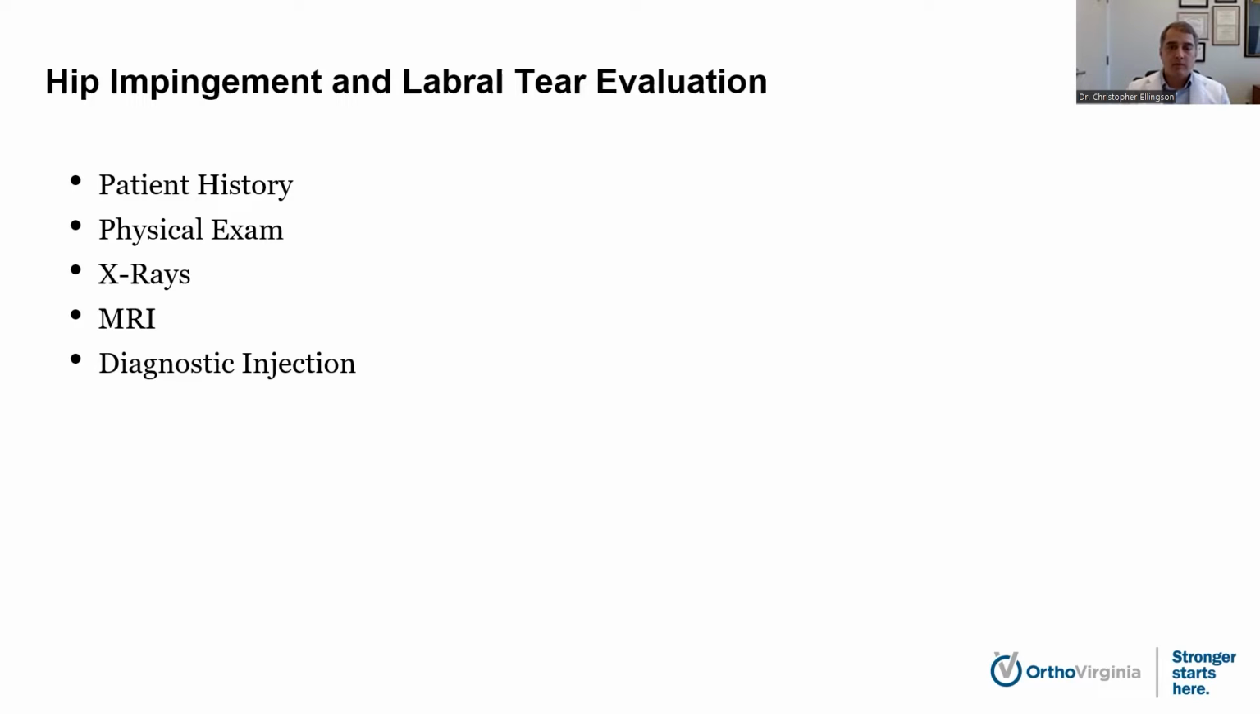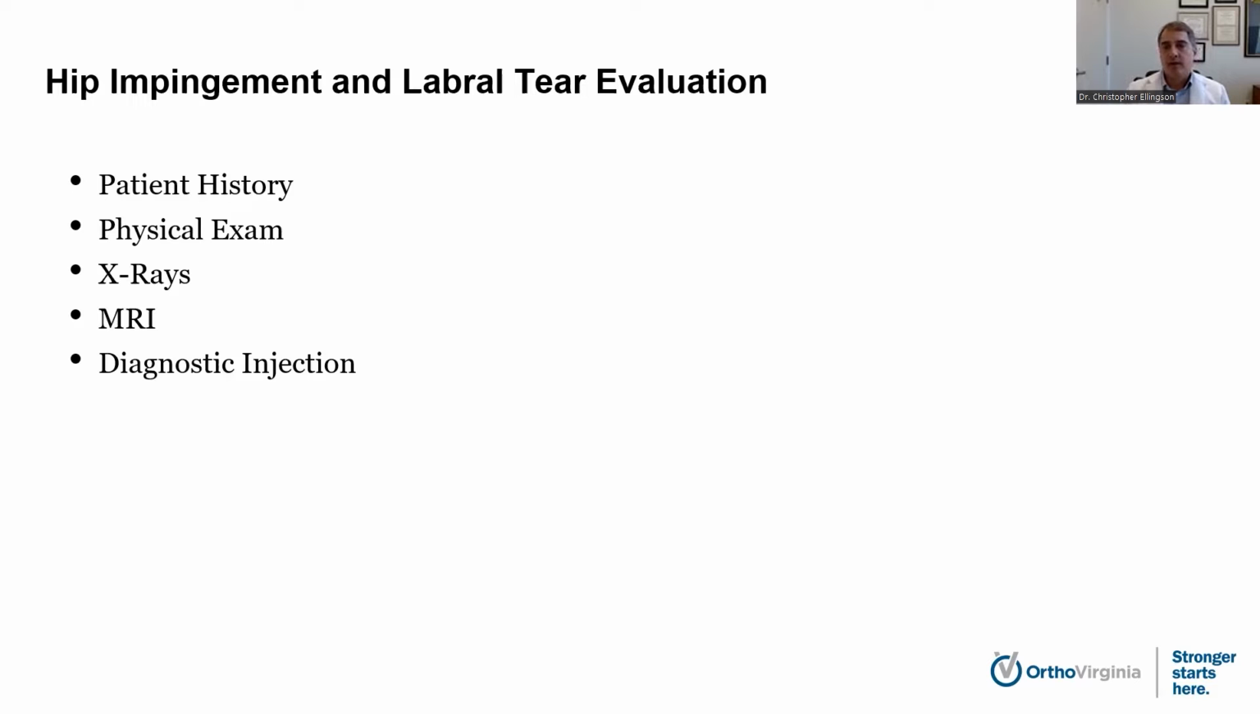Part of the evaluation certainly is performing a physical examination. There are certain maneuvers during examination that can be very indicative of hip impingement or a labral tear. And so we certainly try to correlate what the patient has been describing in terms of their symptoms to what we see on their physical exam in terms of the diagnosis. X-rays are usually part of the process as well.